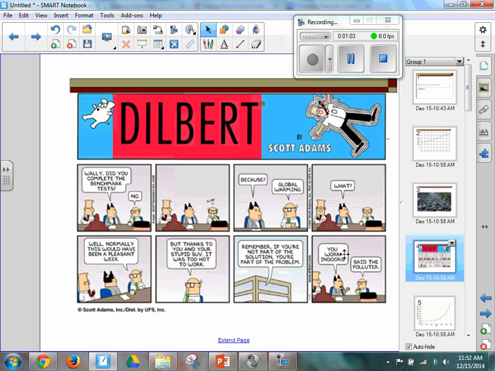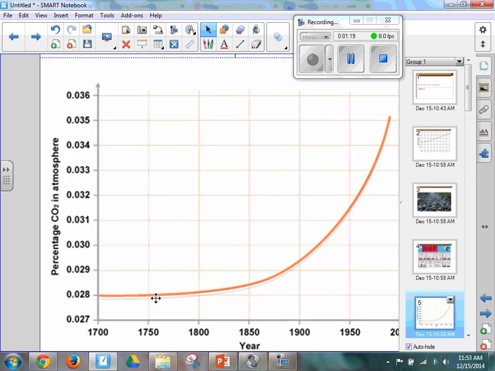So as you can see, we have an employee here that's not getting his job done. His boss doesn't know why, and he tells him it's because of global warming, and he's giving his boss a hard time for being a polluter. However, he is correct that the increase in carbon dioxide has gone up.